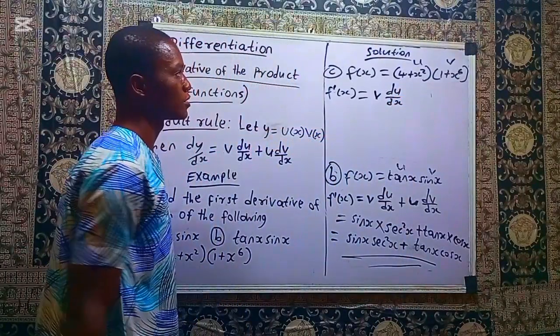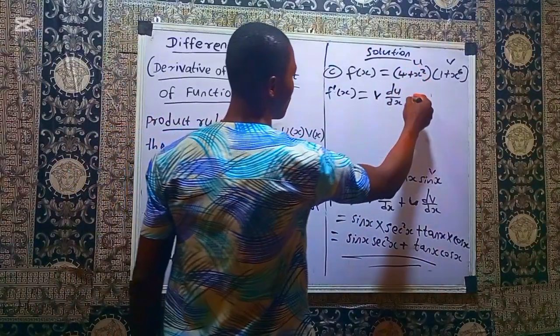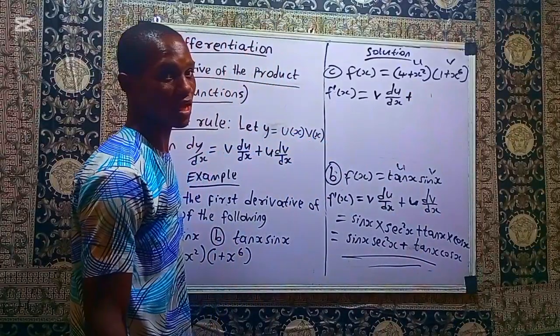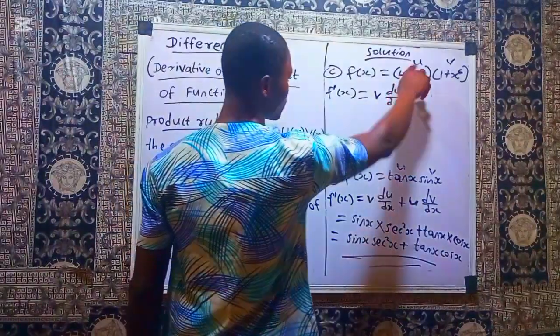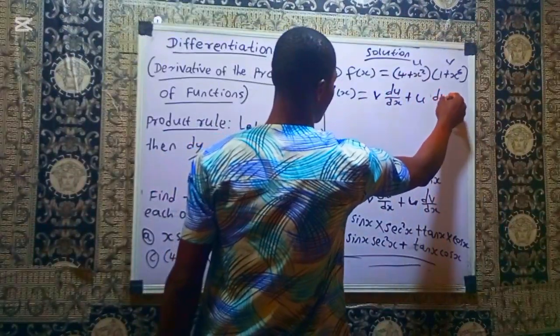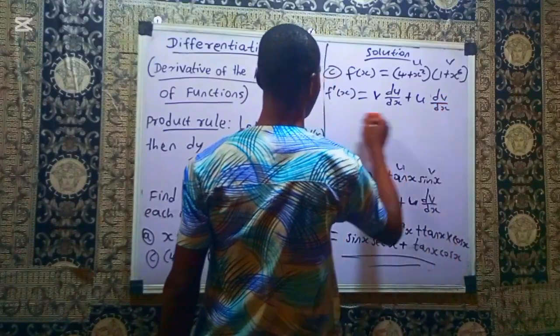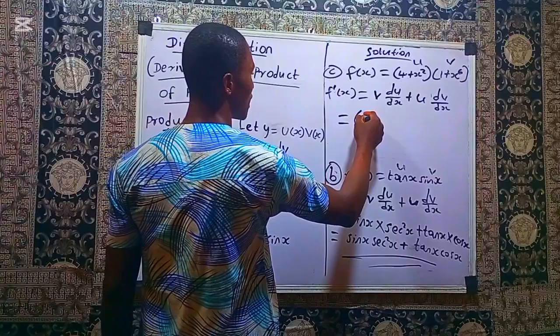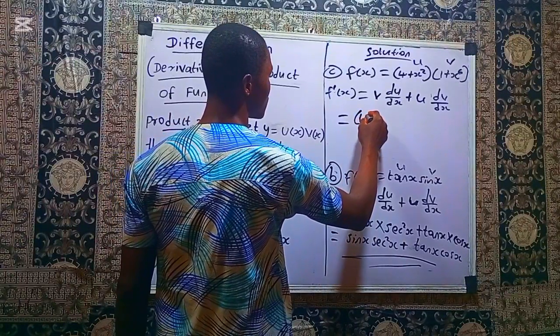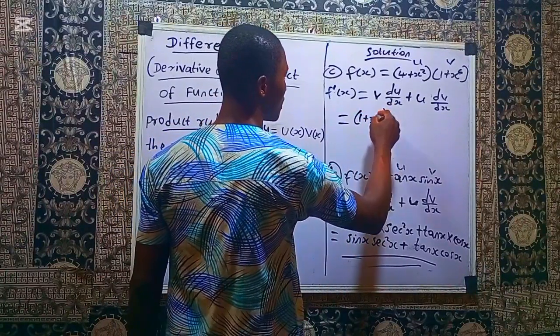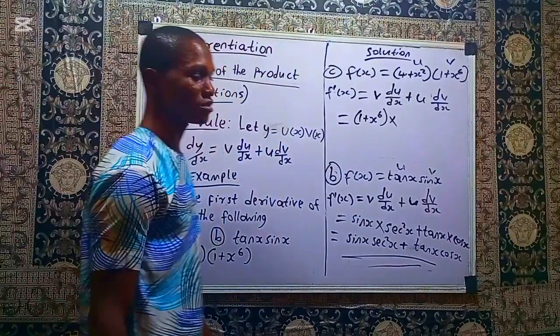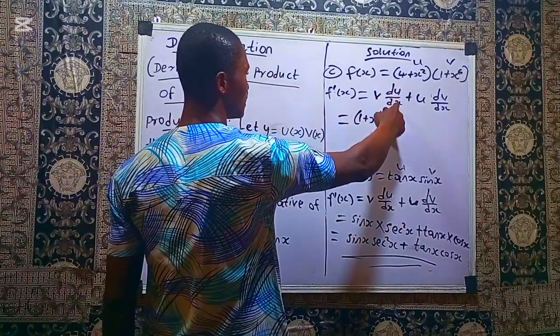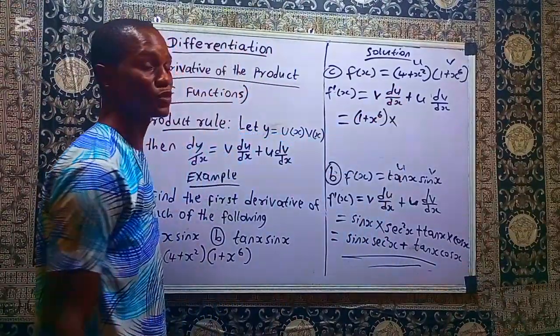But why? Because this is a function of x, right? Then plus, this time around, I'm going to keep the first one, u. I'll differentiate the second one, v, with respect to x. So this will be equal to, so we are keeping v, the second one, that's open bracket 1 plus x raised to the power 6. Then I'll put multiplication symbol, then I'll evaluate the derivative of u with respect to x.